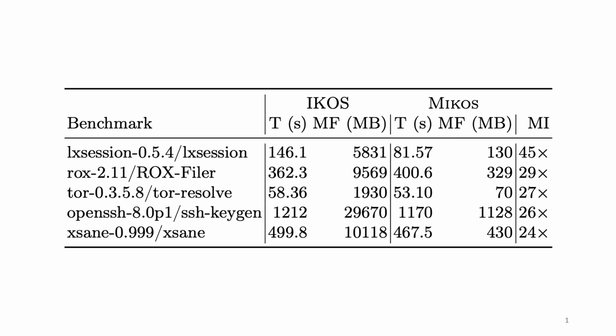This table shows 5 benchmarks with the best memory improvements for task 2. Again, the first two columns show the time and memory footprint required in ICOS for these benchmarks. And the next two columns show the time and memory footprint required in MyCos. The last column shows the memory improvement.